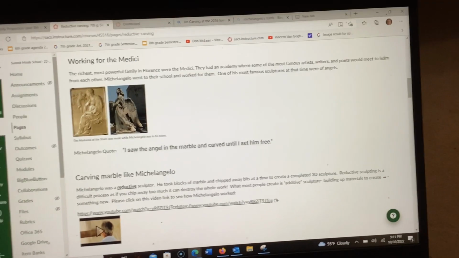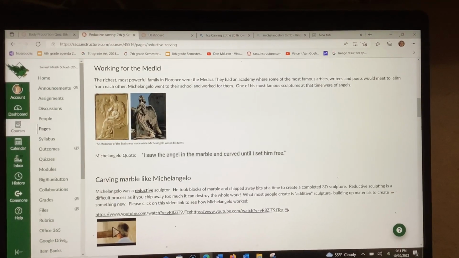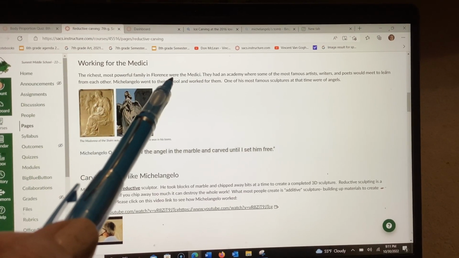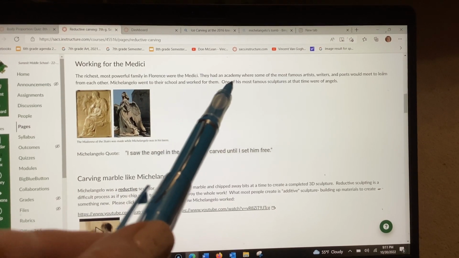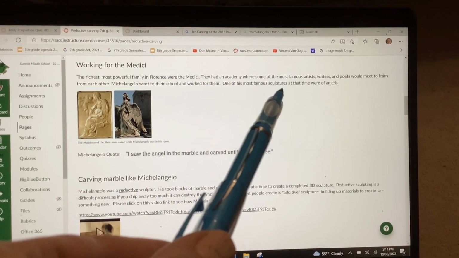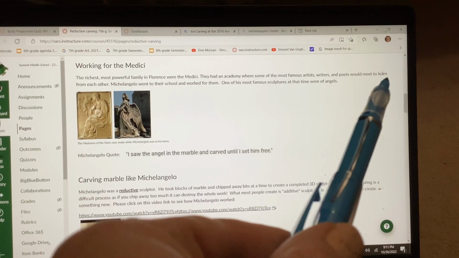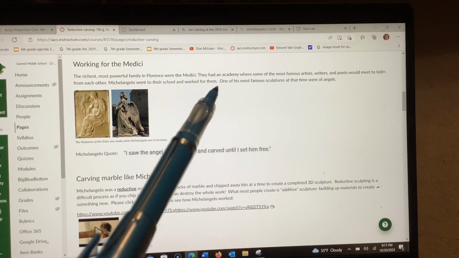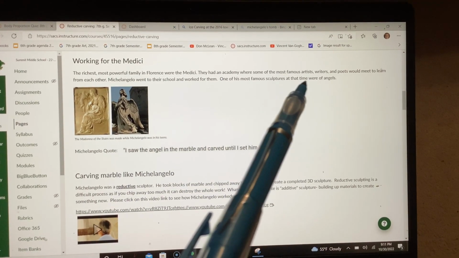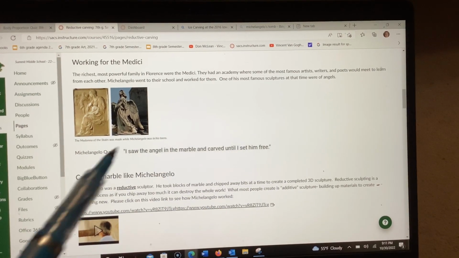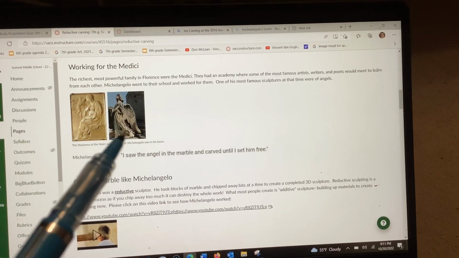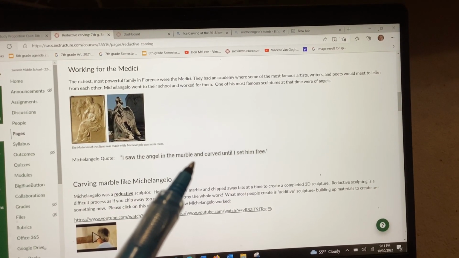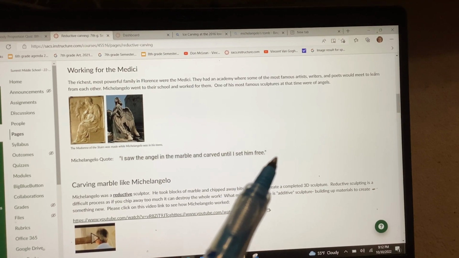Working for the Medici. Medici is a famous Italian name. The richest, most powerful family in Florence were the Medici. They had an academy, so they had their own college, where some of the most famous artists, writers, and poets would meet to learn from each other. Michelangelo went to their school and then started working for them. One of his most famous sculptures at that time, or some of them, were of angels. So here you can see an angel, and he is famous for saying, "I saw the angel in the marble, and I carved until I set him free."